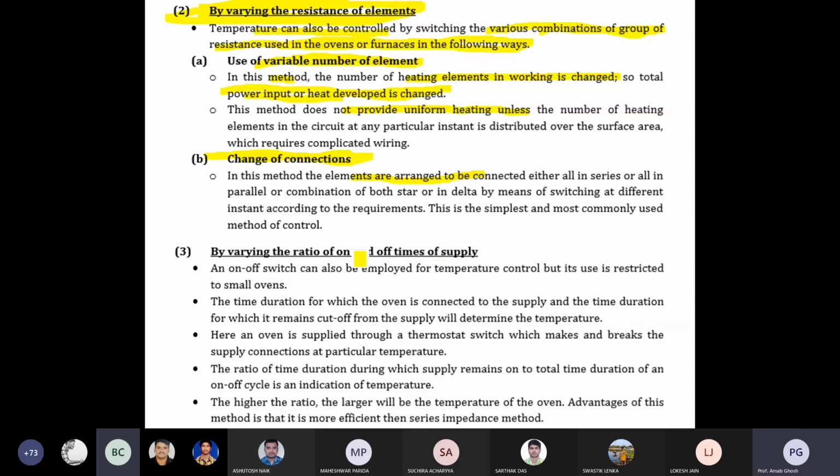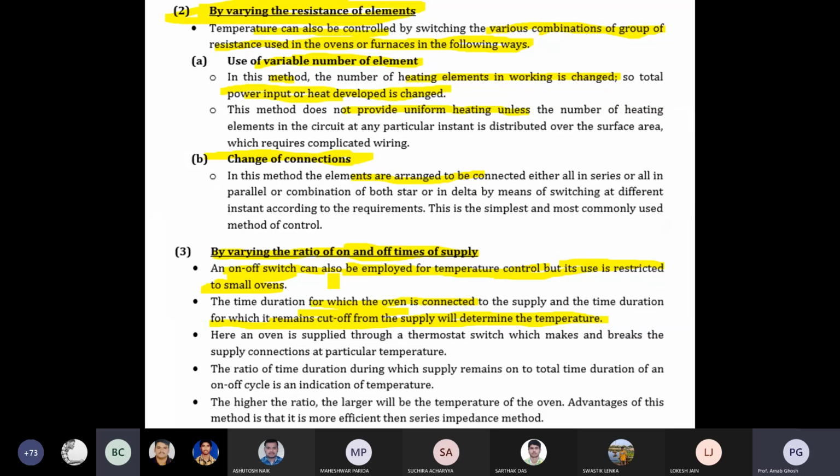Next, by varying the ratio of on or off times of the supply, that is on off switching, temperature can also be controlled, but its use is restricted to small ovens. The time duration for which the oven is connected to the supply and the time duration for which it remains cut off from the supply will determine the temperature. So it depends on the integrating factor of time.